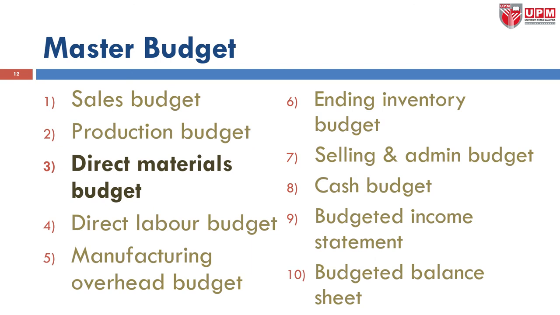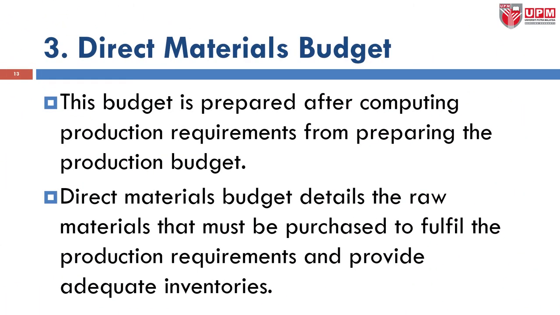Now, let's go into the third one, which is called the direct materials budget. This budget is prepared after computing production requirements from preparing the production budget. So we start with the sales, then we go to the production budget, and then the third one is the direct materials budget. You need to identify what materials need to be bought to produce the product. The direct materials budget details raw materials that must be purchased to fulfill the production requirements and provide adequate inventories.